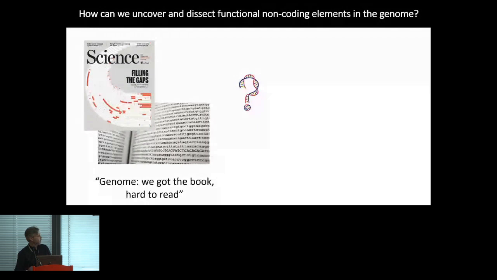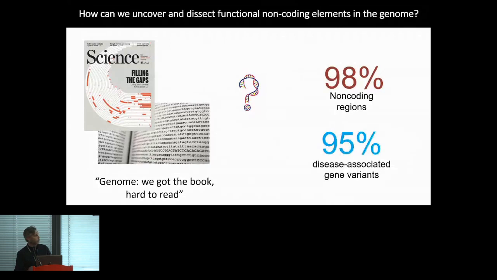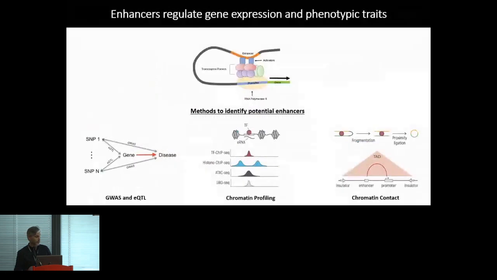And the problem is that there are regions outside the coding space that are really hard to interpret. But still, they cover the majority of the genomic space. And more importantly, most of the disease-associated variants are in this space. So it's really important to study the function of these regions. And we know, thanks to several studies, that key controlling elements in this space are enhancers that can fine-tune gene expression in a cell-type specific way.